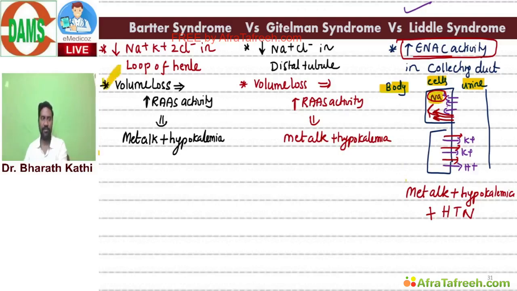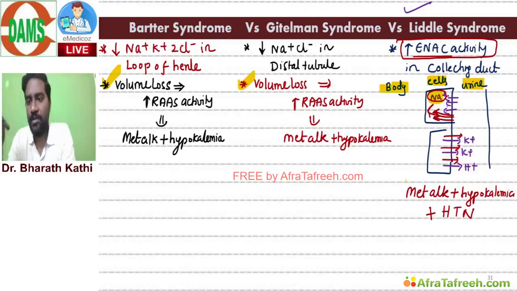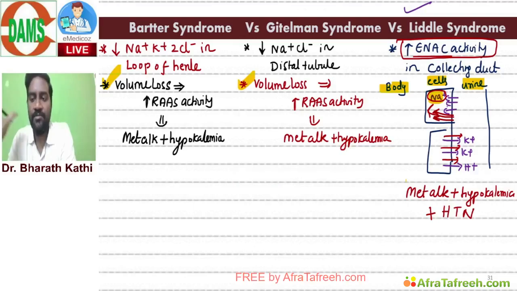Previously there was reabsorption because of volume loss. Because volume loss was the trigger, the ultimate result will be maintenance of the volume. The BP will come to near normal. But here this is an unregulated sodium reabsorption. So there was no trigger called volume loss. So ultimately what will happen to the blood pressure? It will be significantly elevated.